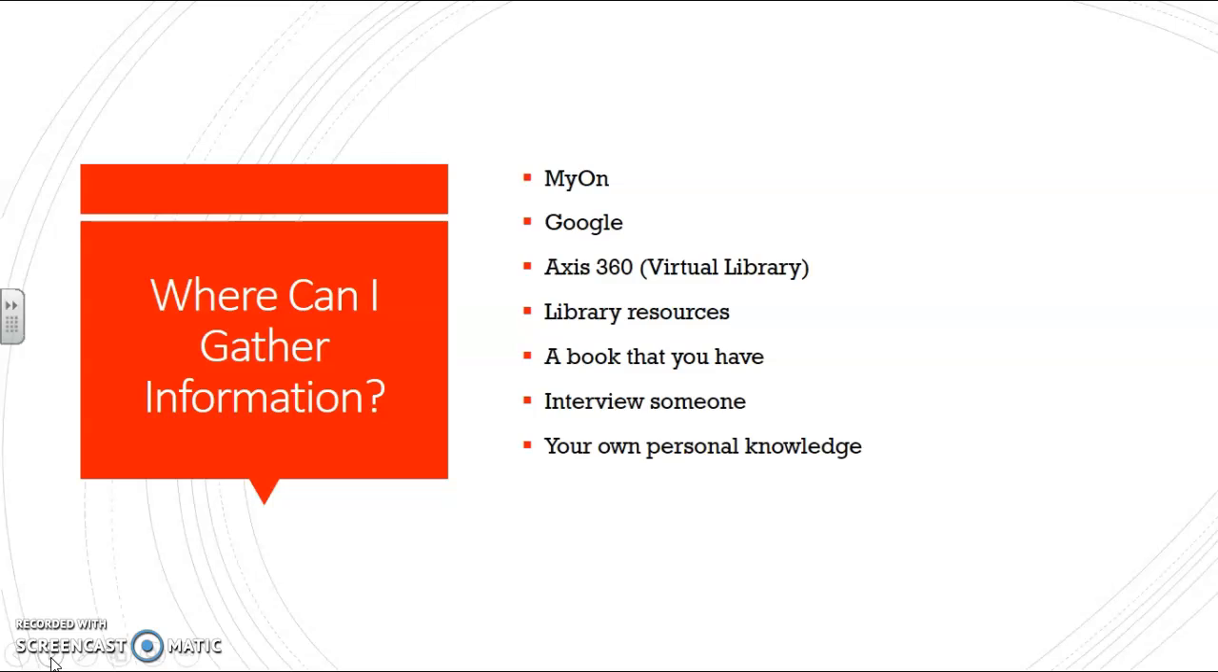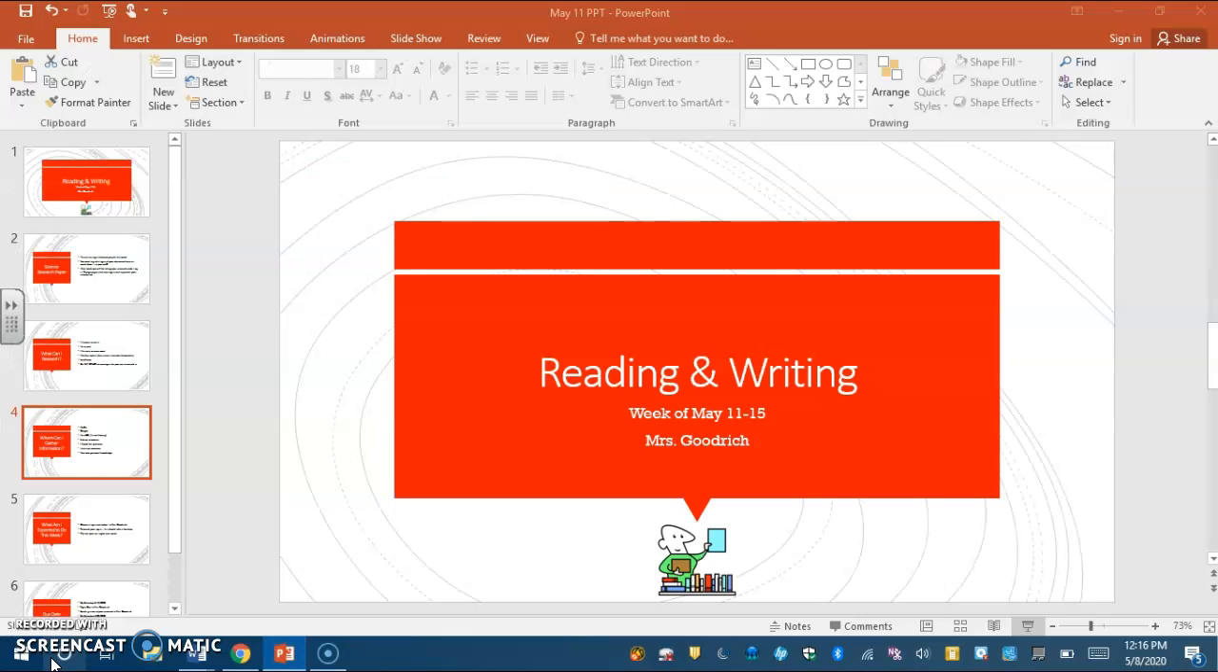Where can I gather my information? You may gather your information on Myon, Google, Access 360, which is a virtual library. There are some other library resources that you can use, and I'll point those out to you in a second. You may use a book that you have, you may interview someone, or you may also use your personal knowledge. So if you want to use something other than Myon or a book that you have, I'm going to show you how to access a lot of really good resources from the Hillsborough County website.